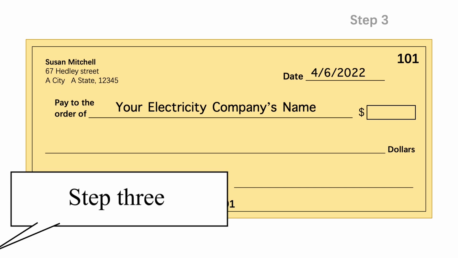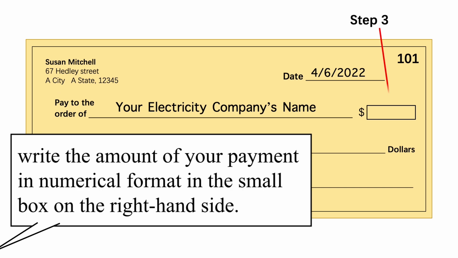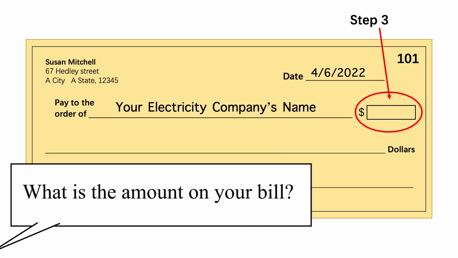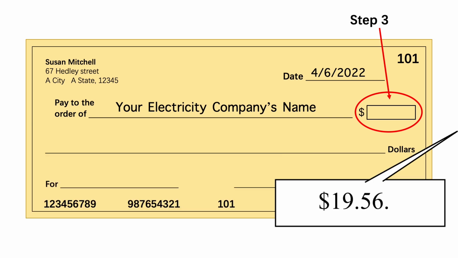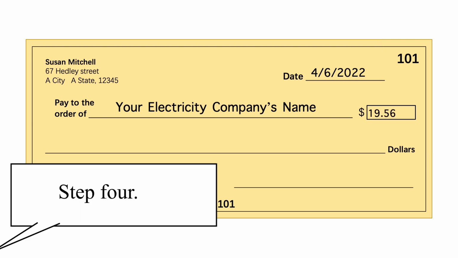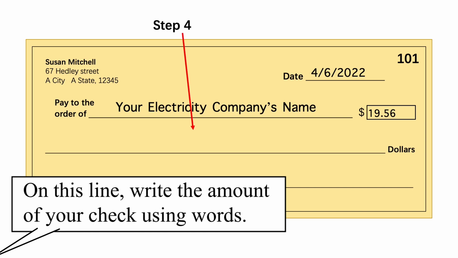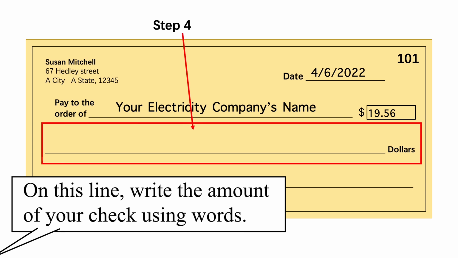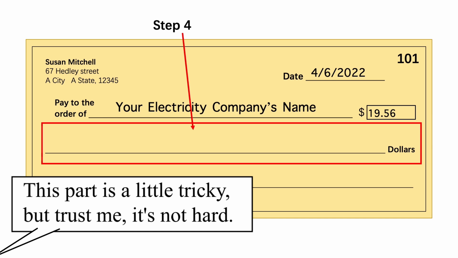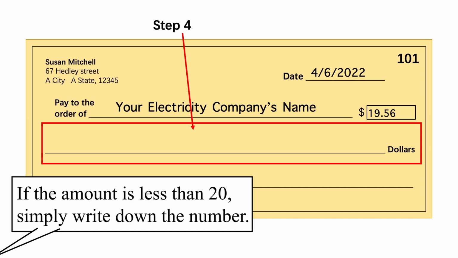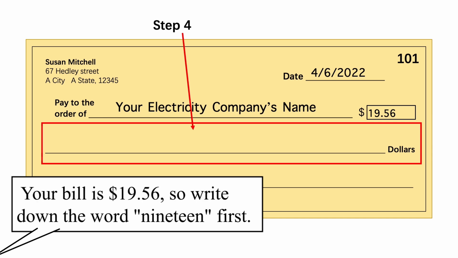Great. Step 3. Write the amount of your payment in numerical format in the small box on the right-hand side. What is the amount on your bill? $19.56. Step 4. On this line, write the amount of your check using words. This part is a little tricky, but trust me, it's not hard. If the amount is less than 20, simply write down the number. Your bill is $19.56. So write down the word 19 first.